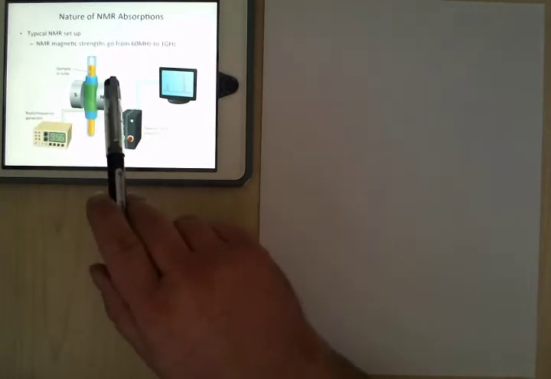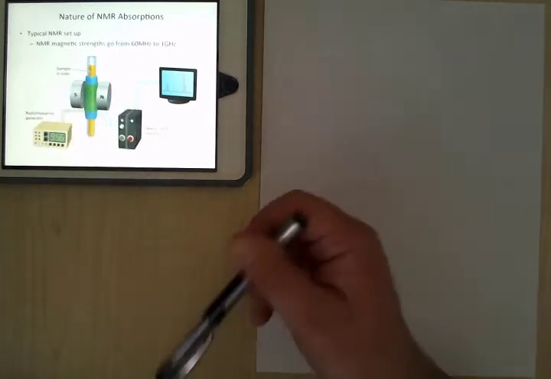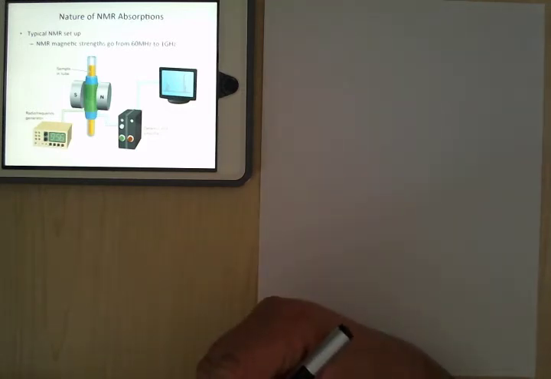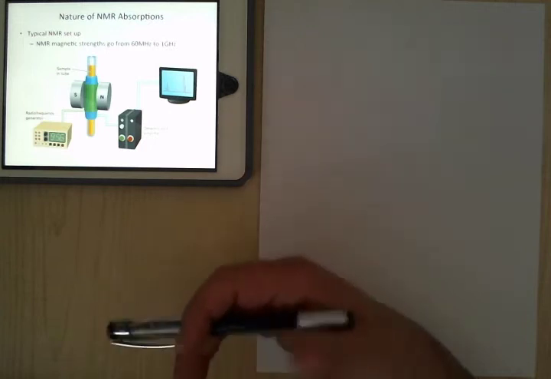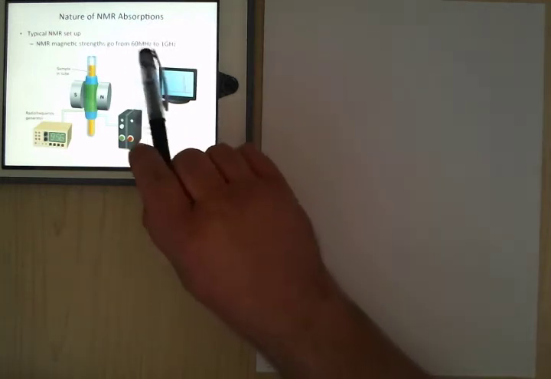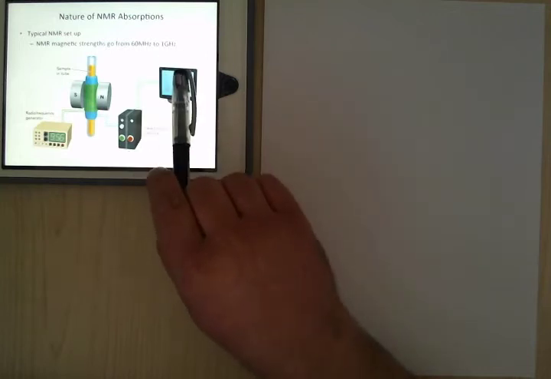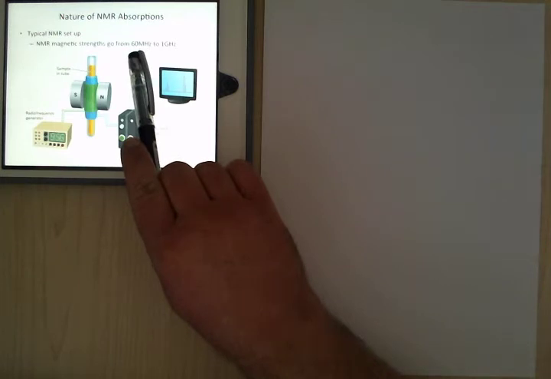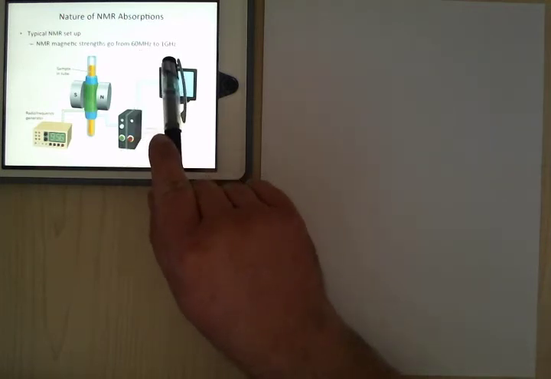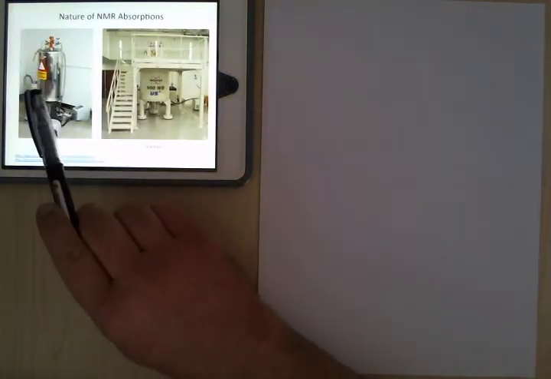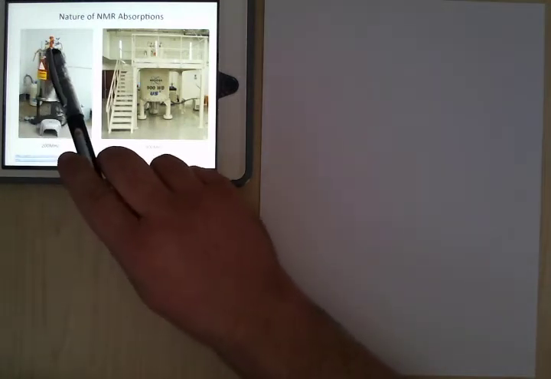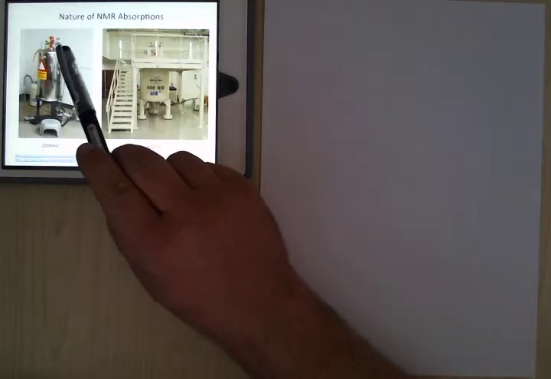So typical NMR strengths are given in two different ways. They're either given as the actual magnet strength in Tesla, but more commonly it's given in what are called megahertz. It's the same thing: small number, small magnetic field; big number, big magnetic field. So they typically look like this. This is a 200 megahertz NMR. It's fairly small. You can sort of tell from the little step stool here. It's maybe 4 feet tall. So not too bad.